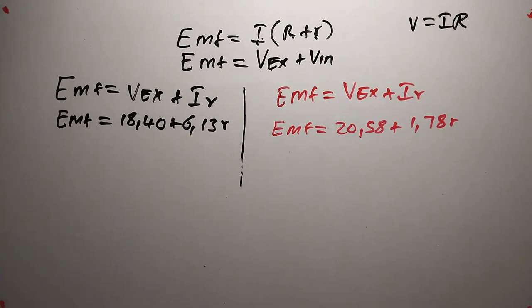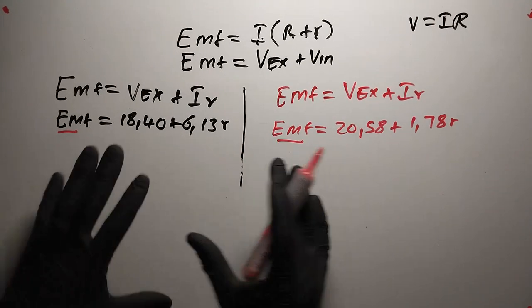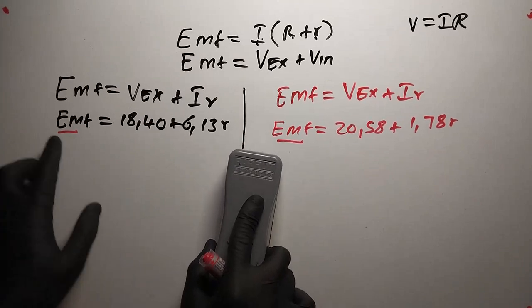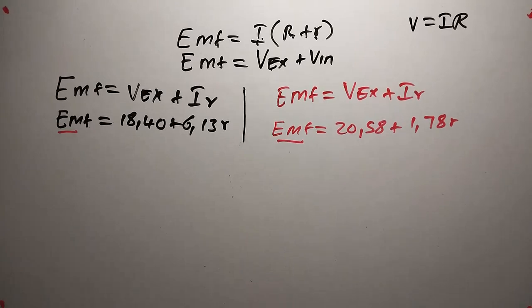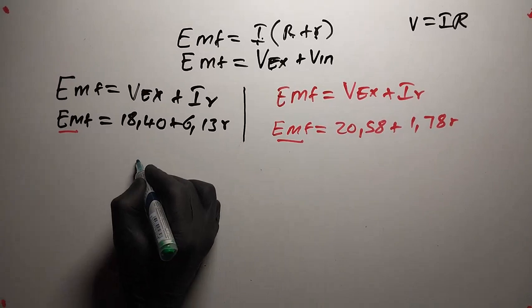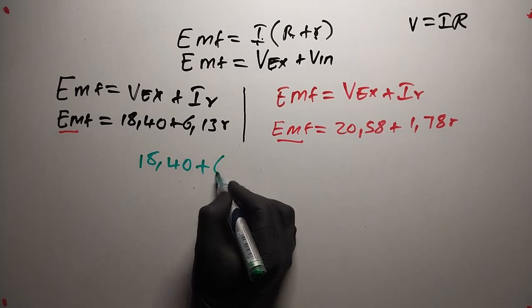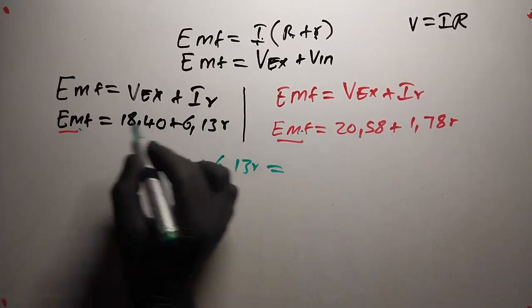So what is your next step? The EMF is the same and the EMF is the same, so you're going to equate them. It simply means that if these are the same, then these are also the same. I hope you understand that. So you're going to say 18.40 plus 6.13r is equal to this one, because these are the EMF.